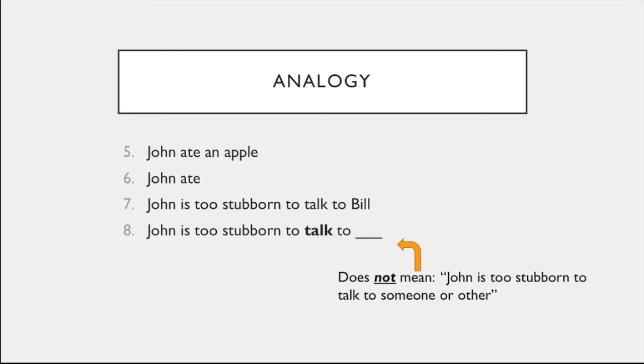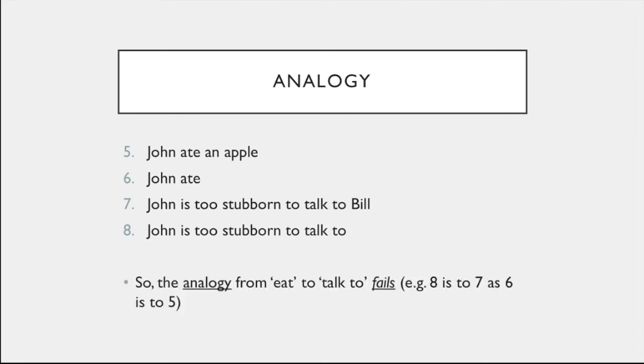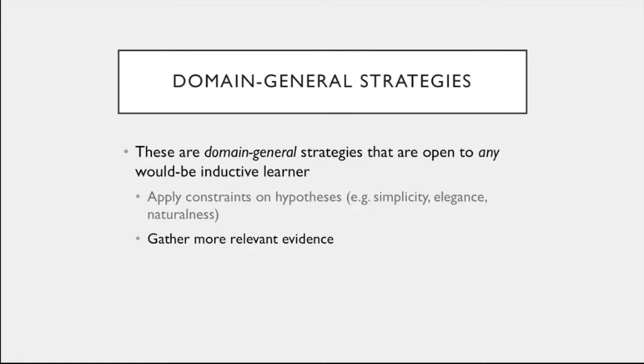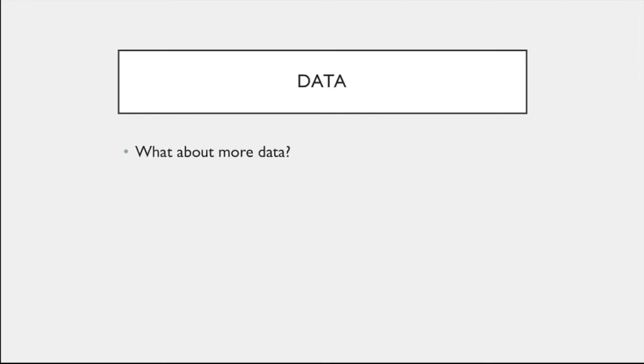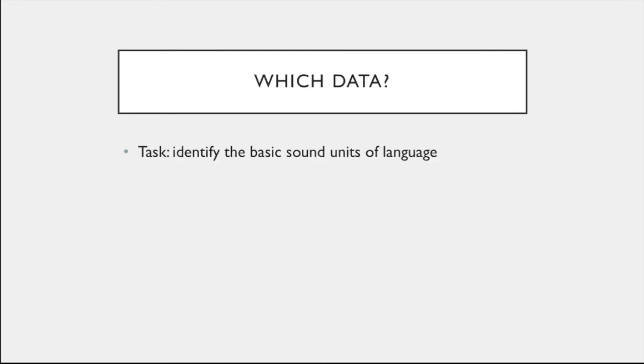Crucially, it does not mean John is too stubborn to talk to someone or other, as you would expect from the previous analogy. So the analogy from eat to talk to fails. And this is not an isolated case. Language is full of pitfalls for the analogy-based learner. That was about constraints on hypothesis. But remember the other strategy, gathering more evidence. So what about getting more data?